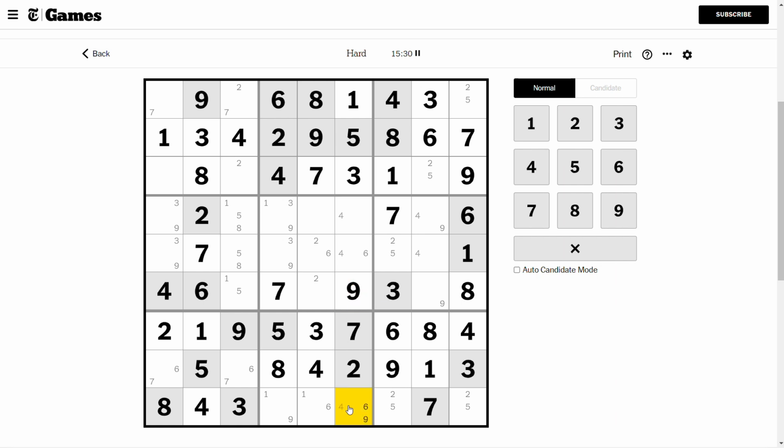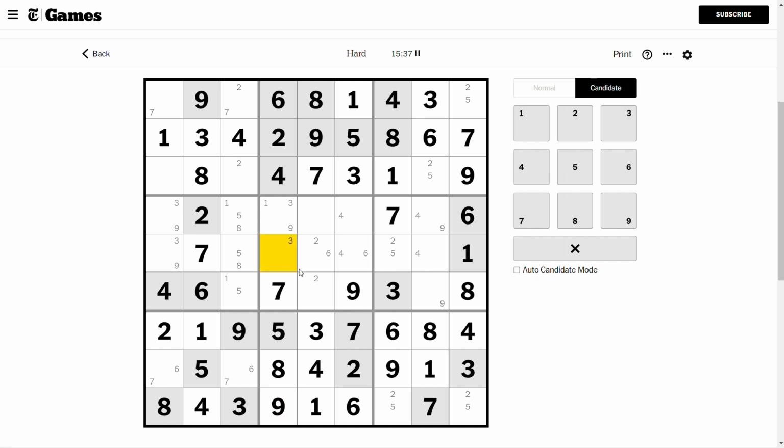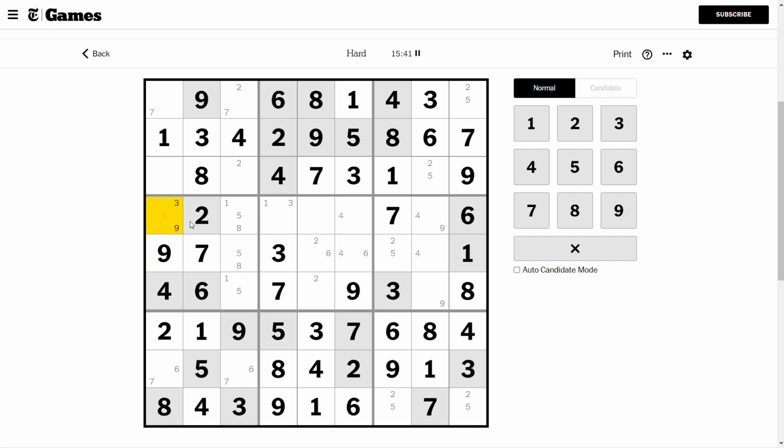Which points down and makes this a 6, this a 1, and this a 9. This cell now cannot contain a 9. 9 is eliminated from these two cells. Making this a 3, this a 9, this a 3, and this a 1. What next? Okay, these 9s force the digit 9 into this cell in block 6.